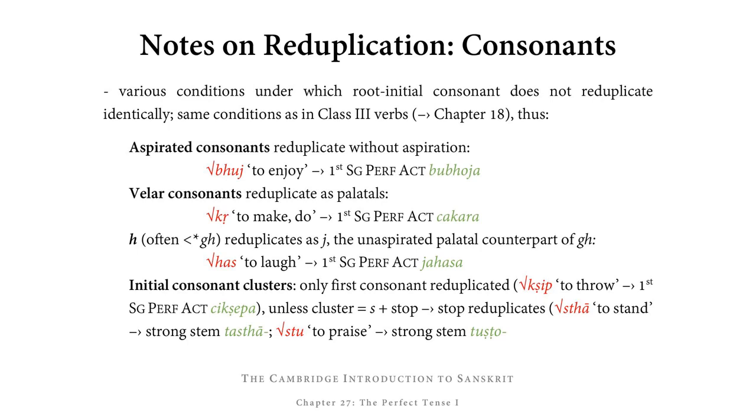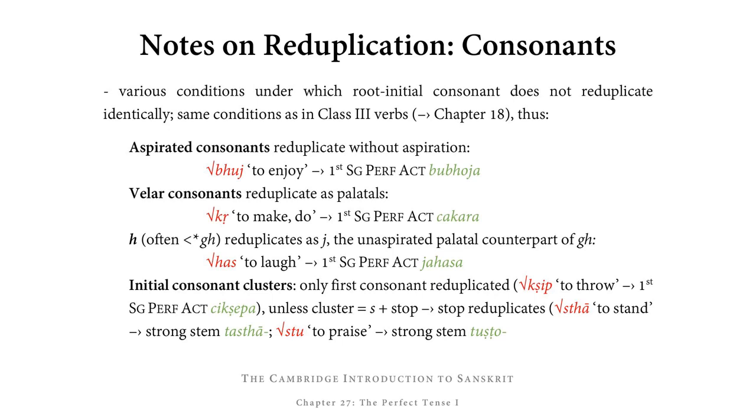And we find that added before the root, so the strong stem in the perfect would be ta, sta. Or similarly of stu, to praise, we find the strong stem in the perfect tu, sto. What's happening here is that in stu, the s is not reduplicated, but the t is. So the reduplicative syllable is t plus the zero grade vowel u, so tu.